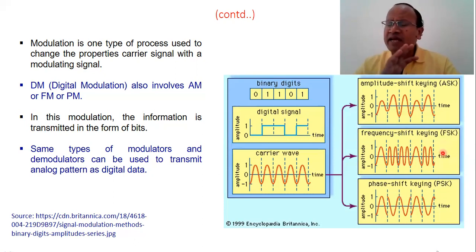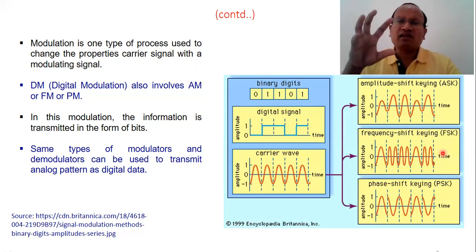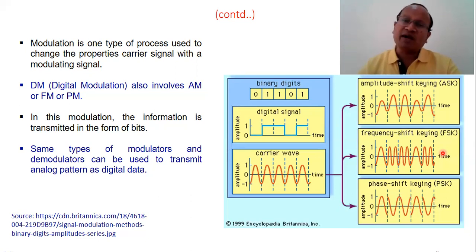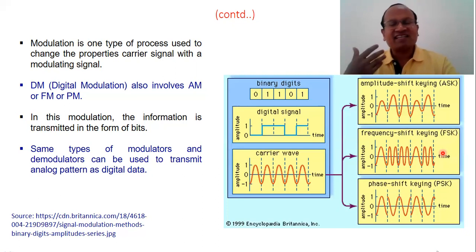There are a number of variants. We are initially talking about the broad categories of ASK, FSK, and PSK. ASK is further divided into two or three types. FSK is again divided into a number of types. We are talking about broad categories. So you can see the next one is PSK. Now what is important here?